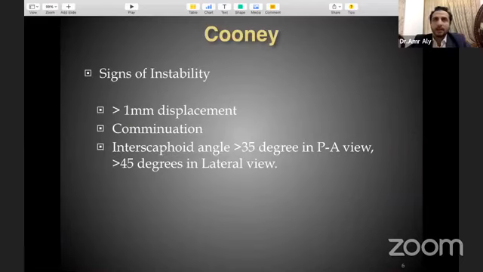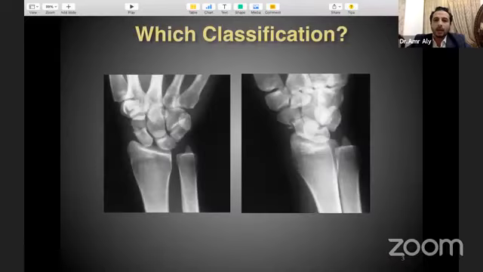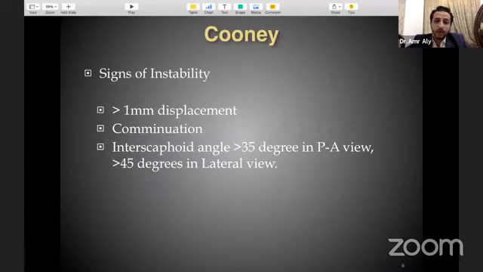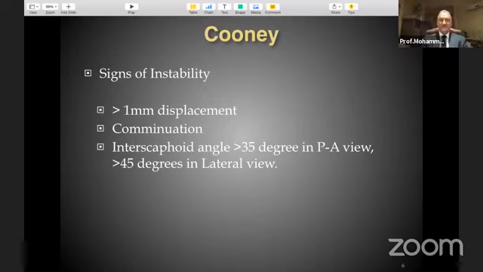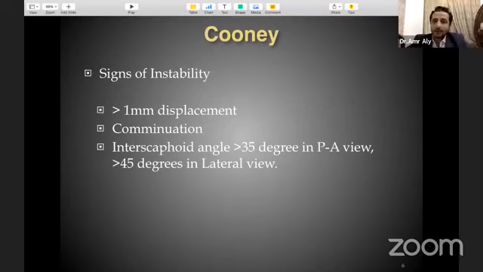The third is the Cooney classification. The Cooney classification, if we apply on this fracture, as we could see there, that we have displacement that is more than 1 millimeter, we have even comminution, and also it talks about the interscaphoid angle, which should be less than 35 degrees in the PA view and less than 45 in lateral view. And in such cases, I think this which we don't have, Amr. Yeah, exactly. The lateral, exactly. We don't have lateral view, that's why. Yeah, sure. I will ask next time.